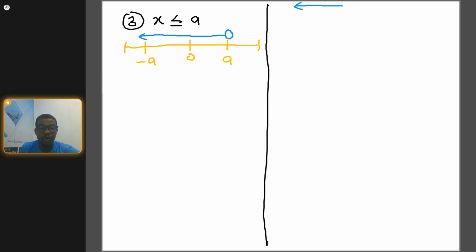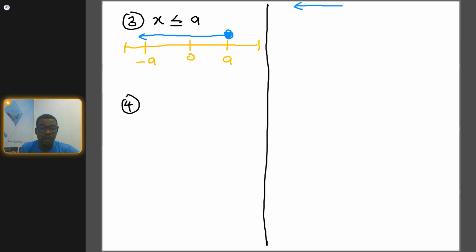Is that all? No. Because we have less than or equals to, you need to shade your circle. So this represents less than or equals to. I believe that is clear to us. Can we take the next one?